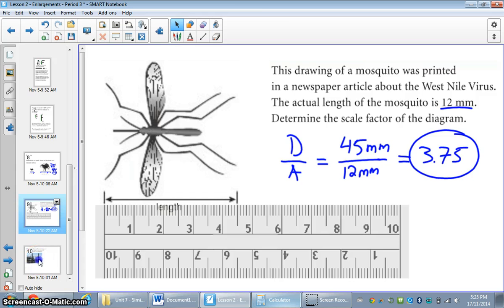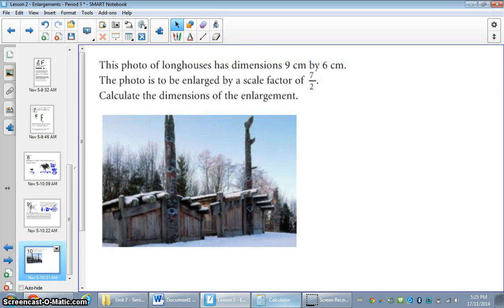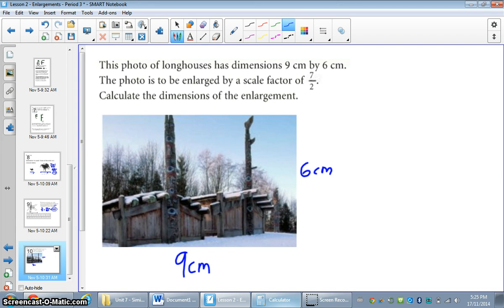One more example here. There's a photo of a longhouse, and the dimensions of this photo are 9 centimeters long by 6 centimeters high. The photo is to be enlarged by a scale factor of 7 over 2. 7 over 2, that's a fraction. It's a lot easier if we turn that into a decimal. So we want to divide 7 divided by 2, and we get 3.5. So we want to make a photo that's 3.5 times larger.